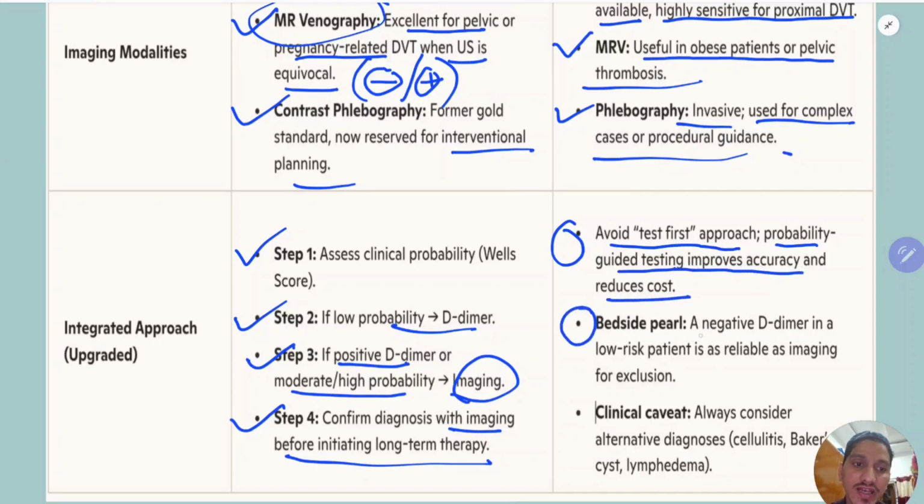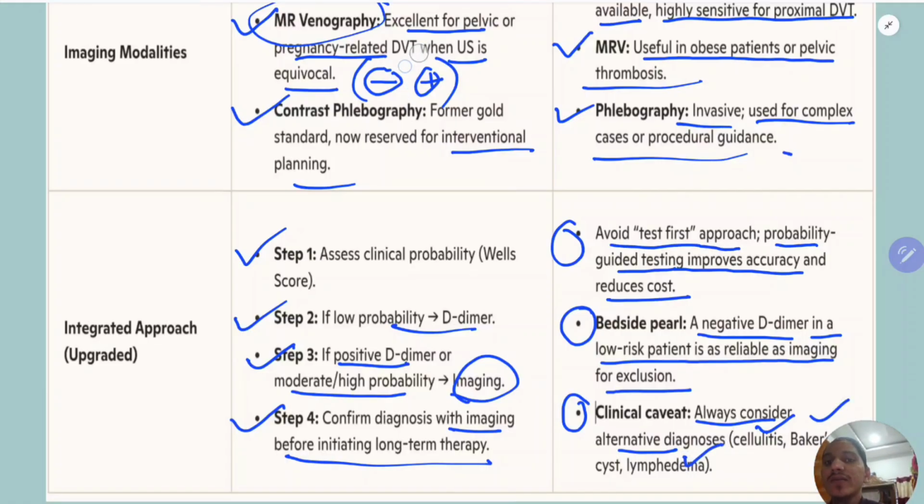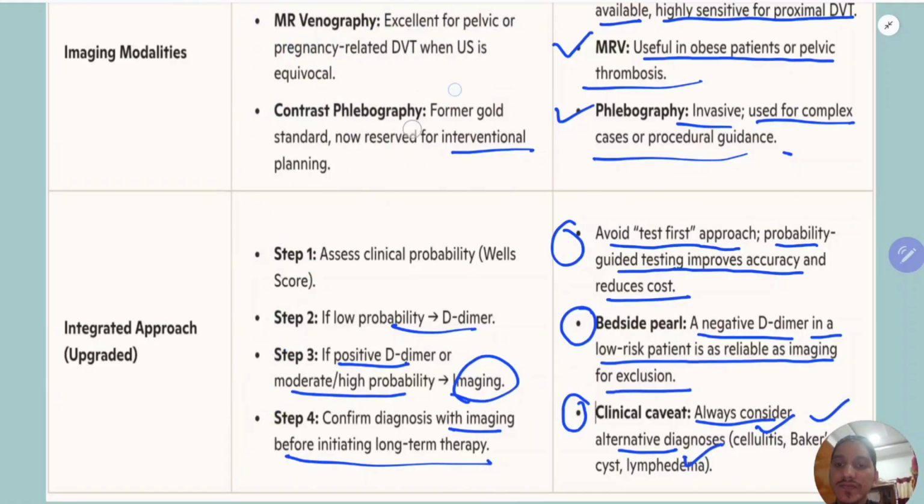Probability guided testing improves accuracy and reduces cost. A bedside pearl: a negative D-dimer in a low risk patient is as reliable as imaging for exclusion. Clinical caveat: always consider alternative diagnoses like cellulitis, ruptured Baker cyst, and lymphedema. So these three are important differential diagnoses. Okay.